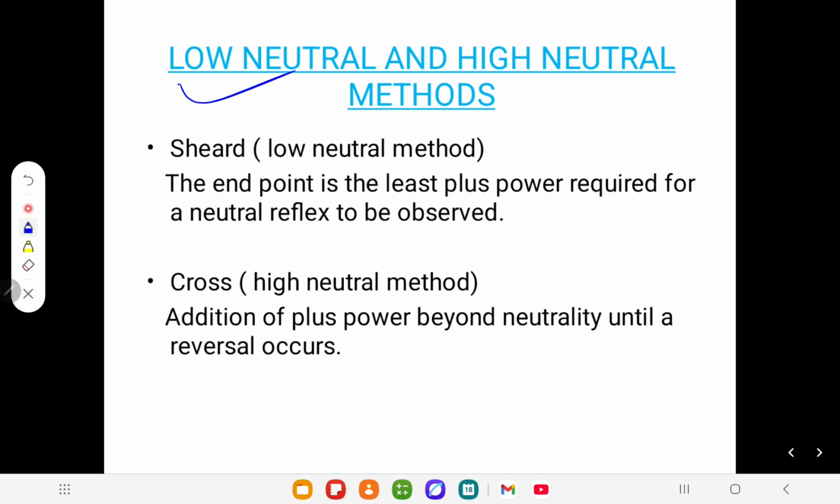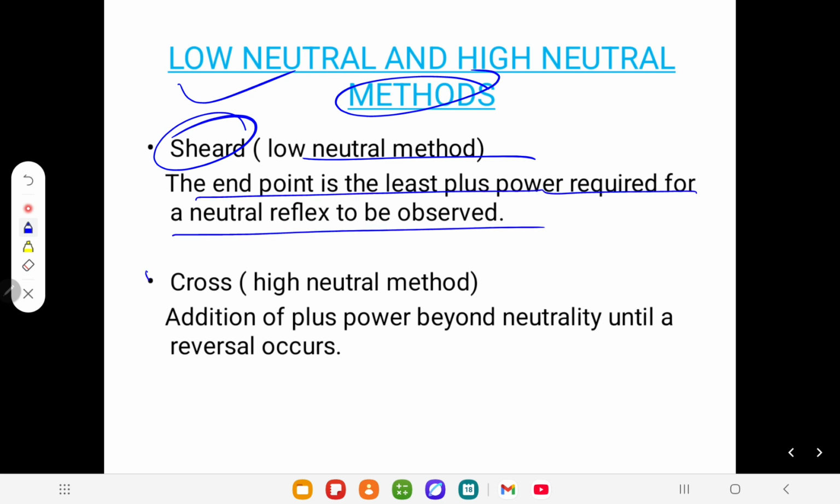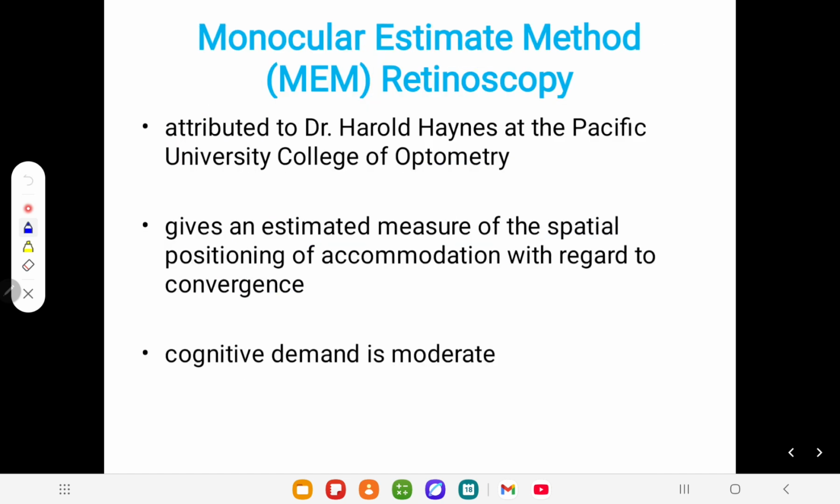Low neutral and high neutral methods basically mean this: Sheard's method is a low neutral method, using the least plus required for the neutralization reflex. The Cross method is a high neutralization method, with additional plus power beyond neutrality until the reversal occurs. So in the Cross method a high plus is given. These are all the things about history.